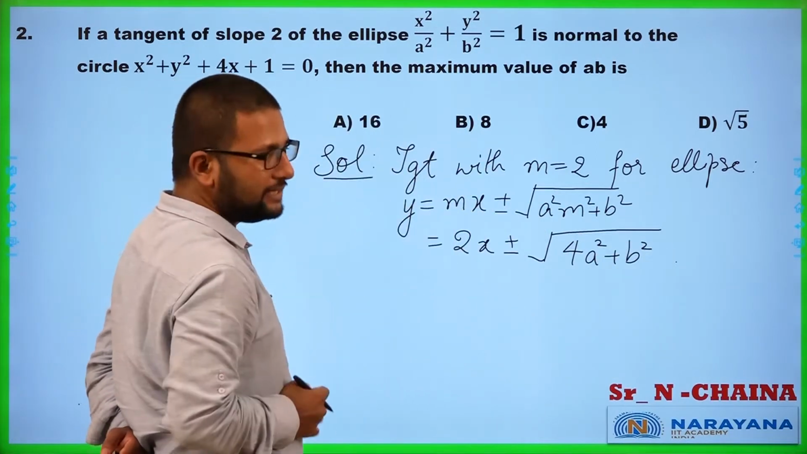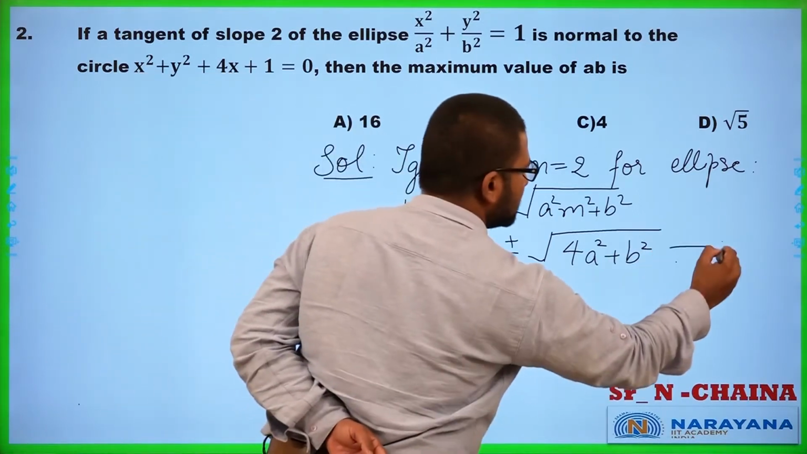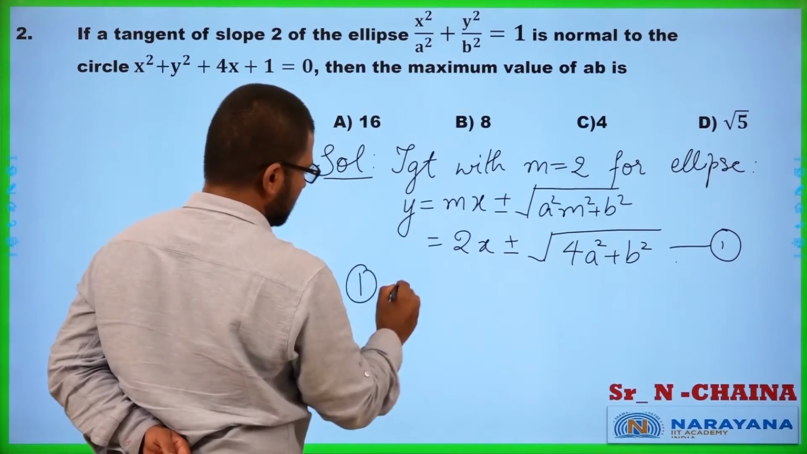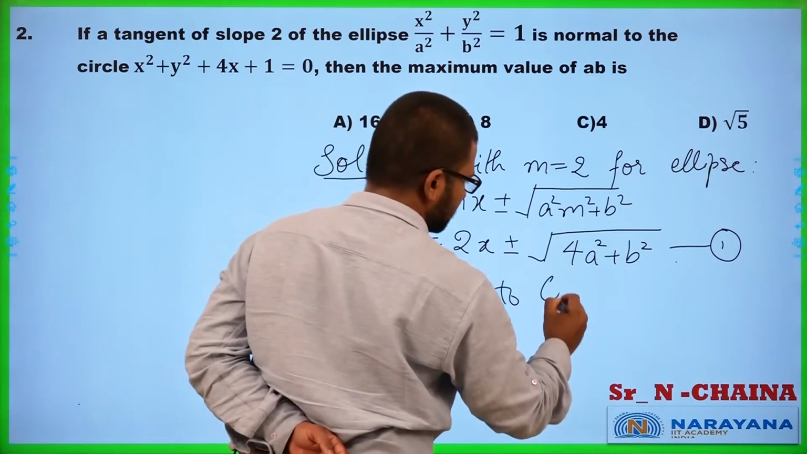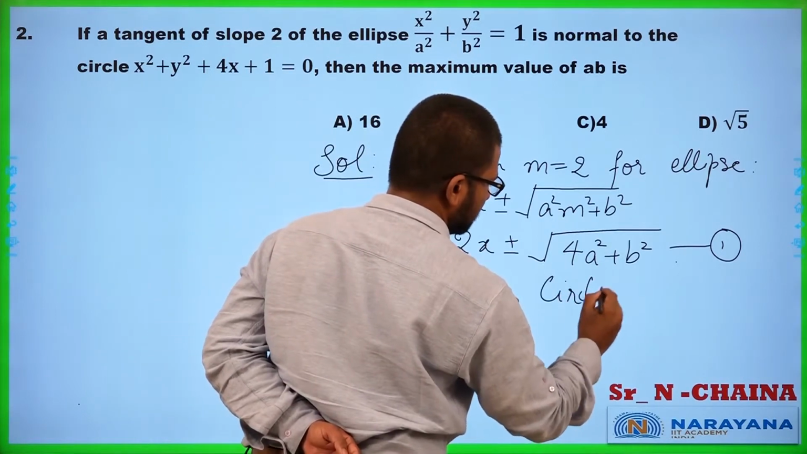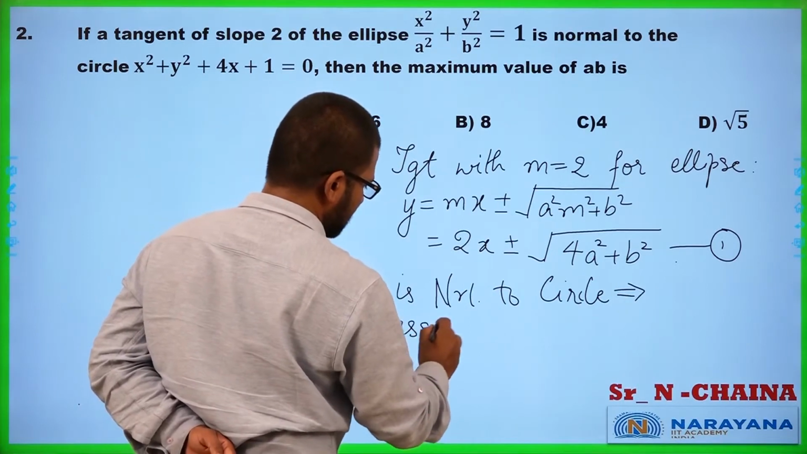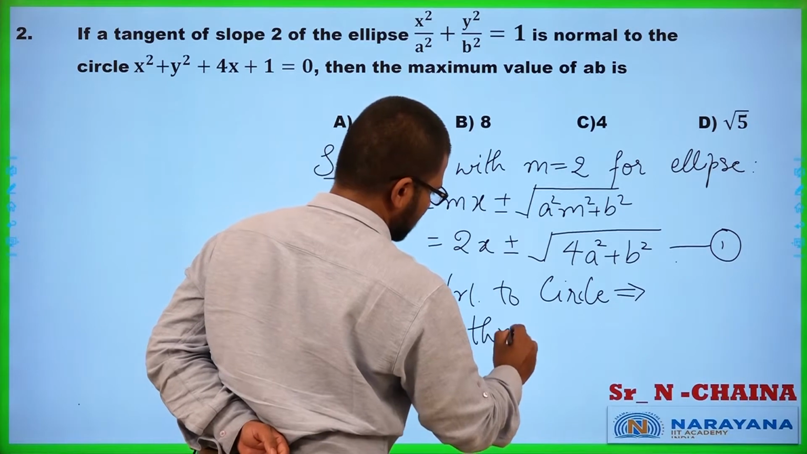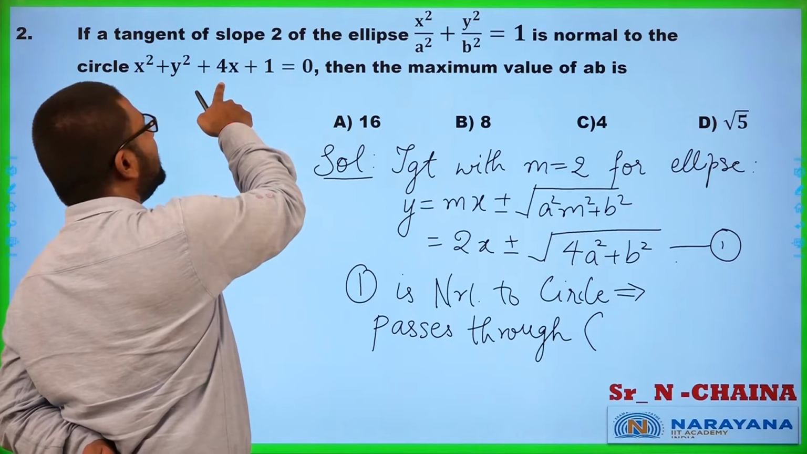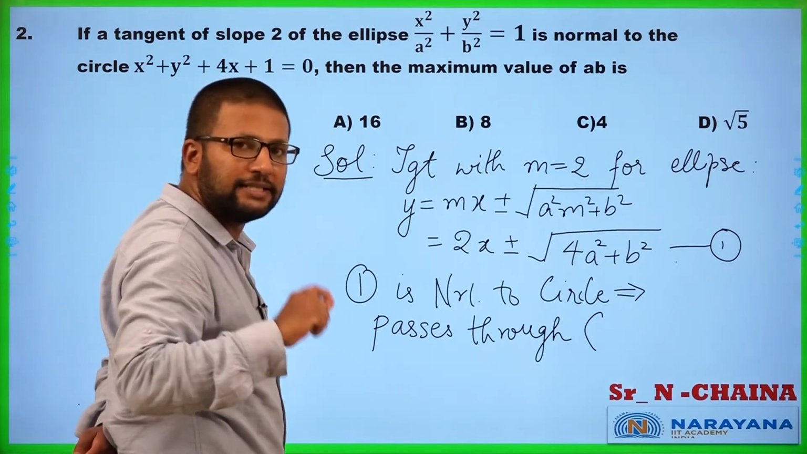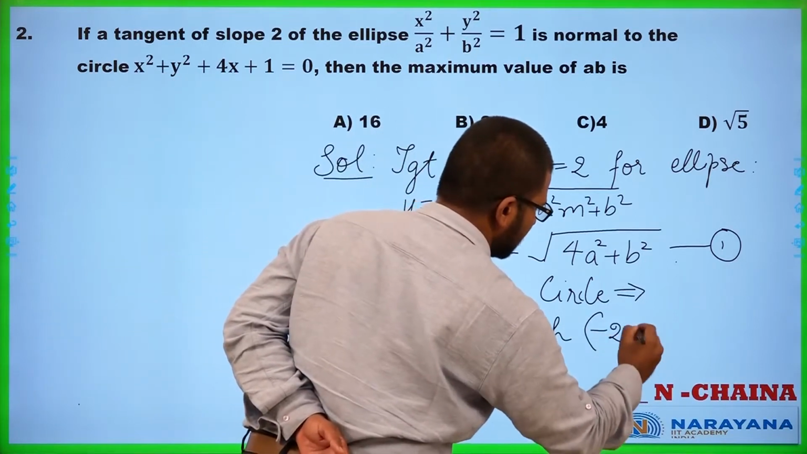That is the equation of tangent. Now it is given that that tangent is normal to this circle, right? So let us write, 1 is normal to given circle, therefore it passes through which point? Can you tell me what is the center of this circle? Center of the circle is minus 2 comma 0. I hope you know how to find center of circle by looking at the equation. So minus 2 comma 0, right?